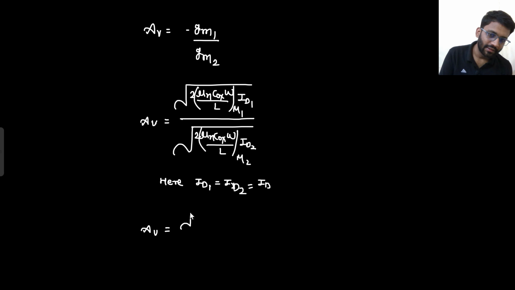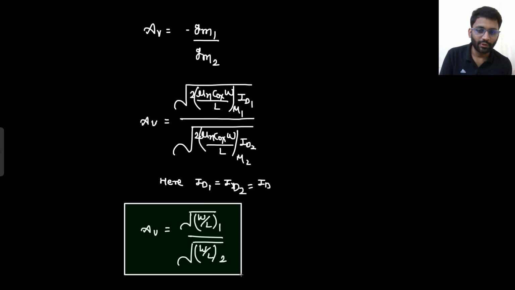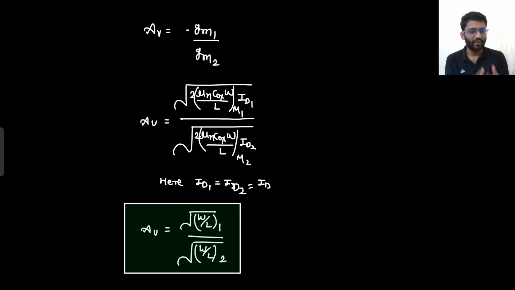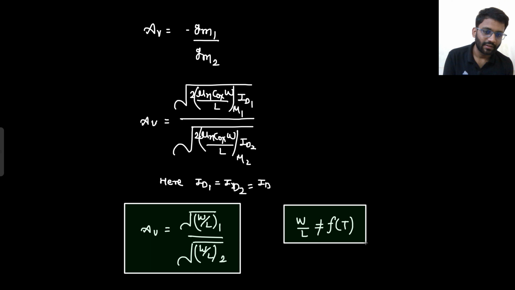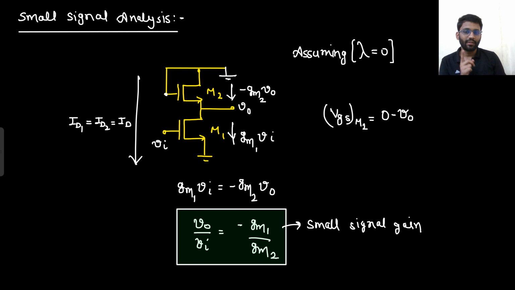So what do you get? Your Av is only depending on W by L. That's it. And W by L is in your hand. You can change W by L. You can keep any value of W by L you want. Are you getting this point? ID1 was depending on temperature, but W by L doesn't depend on temperature. W by L is not a function of anything. So here we are getting constant gain, and this is what we wanted. We wanted a constant gain, and by using this diode connected load, we have achieved this.